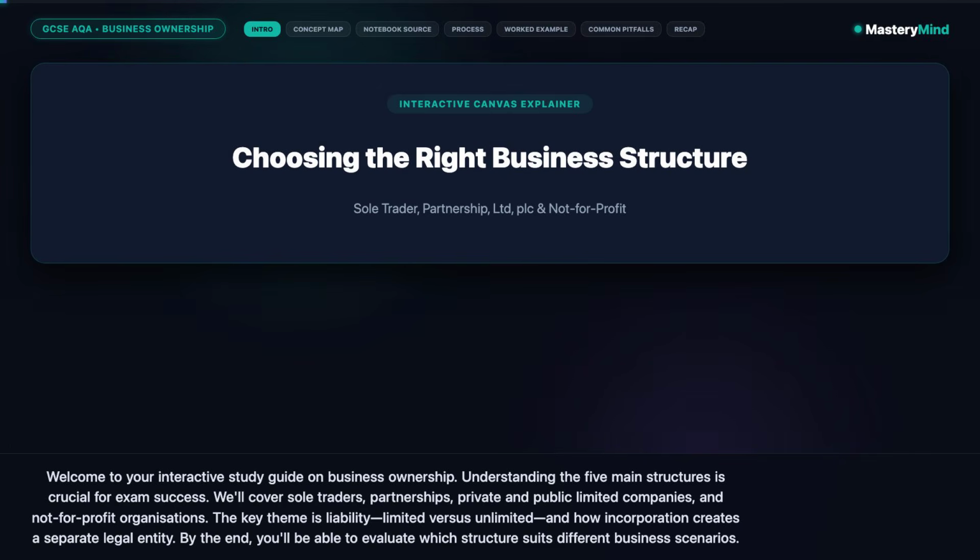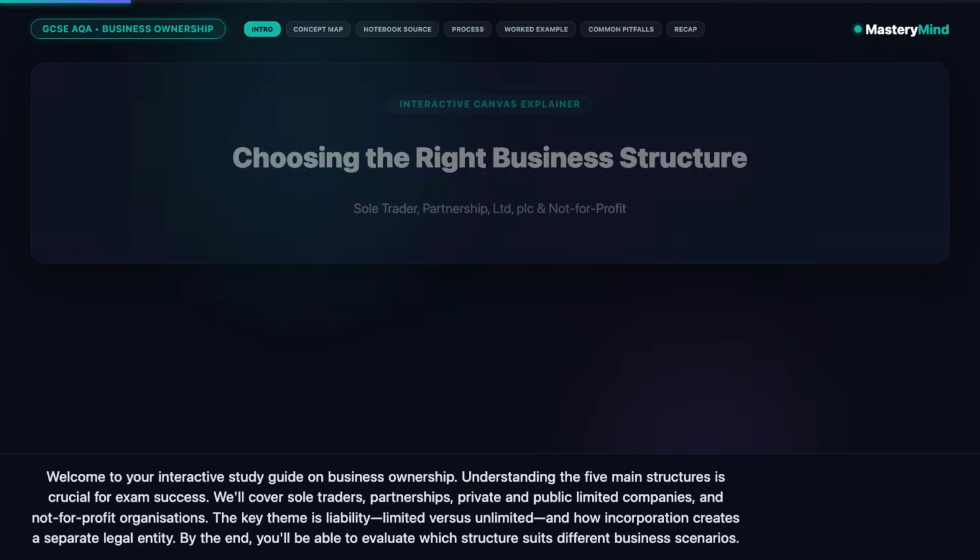Welcome to your interactive study guide on business ownership. Understanding the 5 main structures is crucial for exam success. We'll cover sole traders, partnerships, private and public limited companies, and not-for-profit organizations. The key theme is liability, limited versus unlimited, and how incorporation creates a separate legal entity. By the end, you'll be able to evaluate which structure suits different business scenarios.